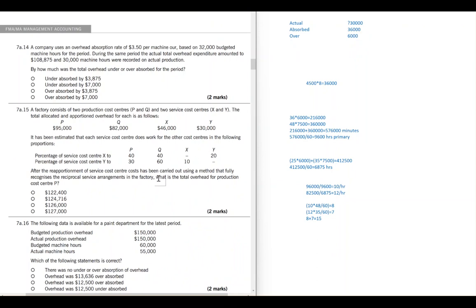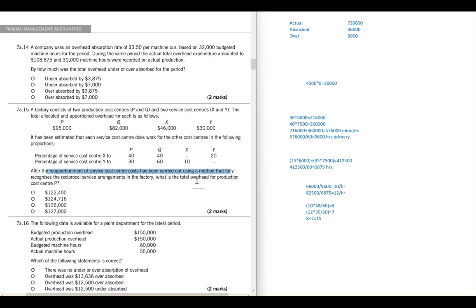Next, what is the total overheads for production cost center P? A factory consists of two production cost centers P and Q, and two service cost centers X and Y. The total allocated and apportioned overheads for each is as follows. We have P, Q, X and Y. It has been estimated that each service cost center does work for other cost centers in the following proportions, which means reciprocal service: 40%, 40%, 20%, 30%, 60%, and 10%. After the reapportionment of service cost centers, the costing has been carried out using a method that fully recognizes the reciprocal service arrangement in the factory. What is the total overheads for the production cost center?